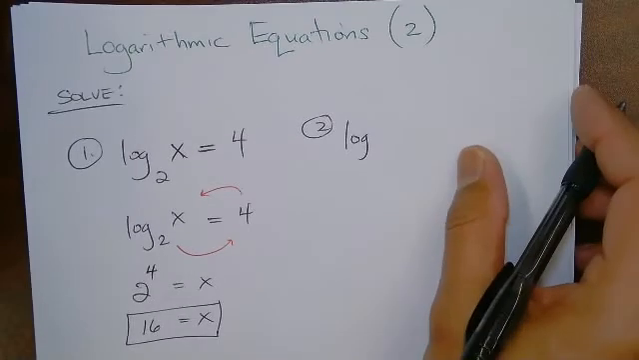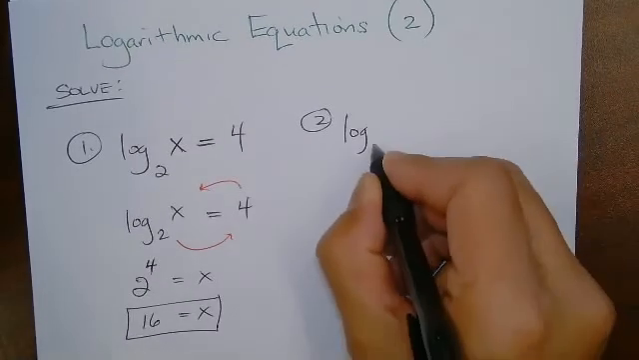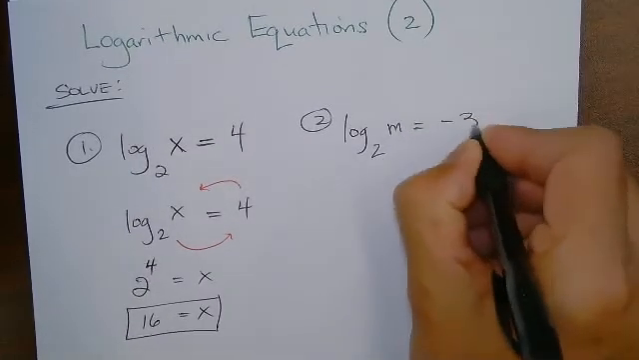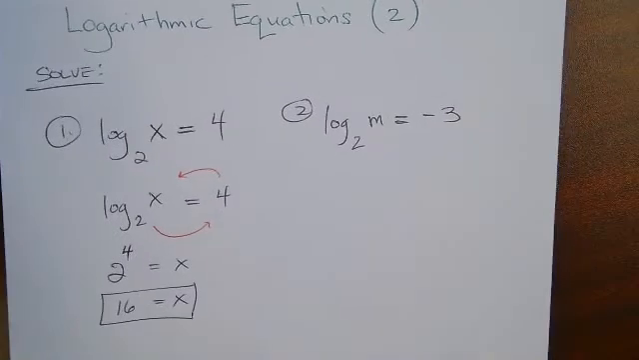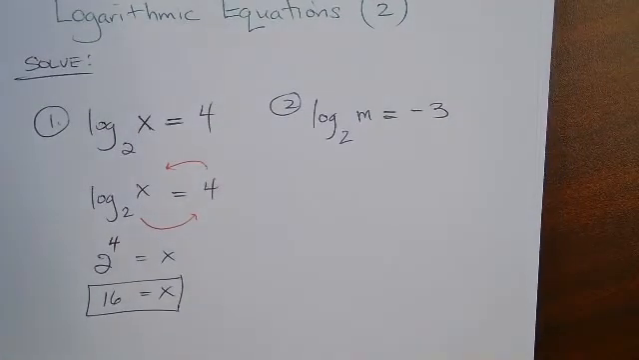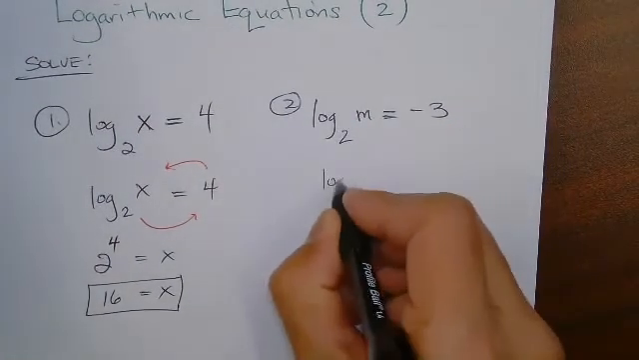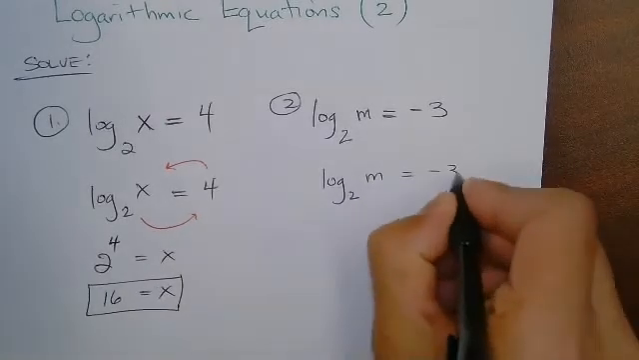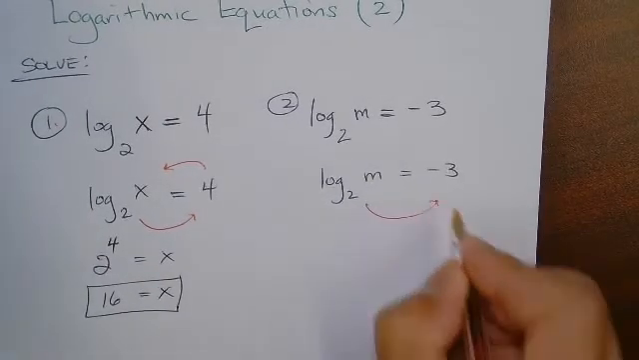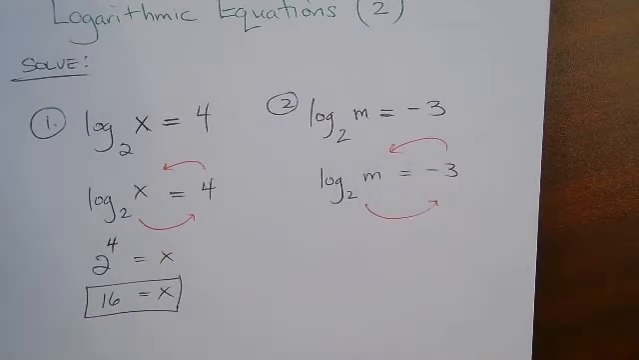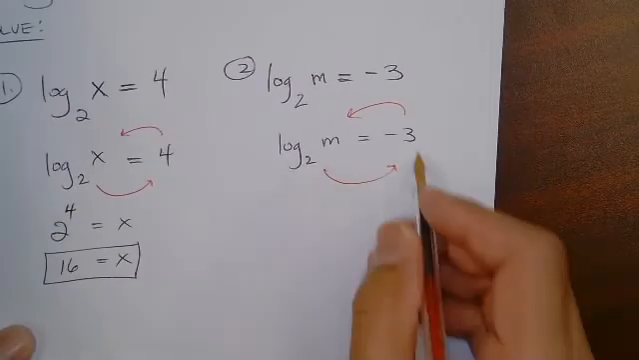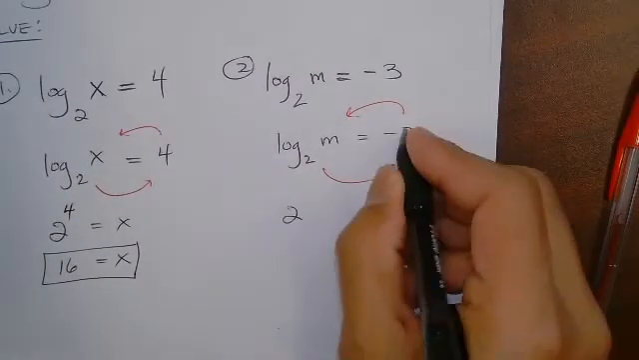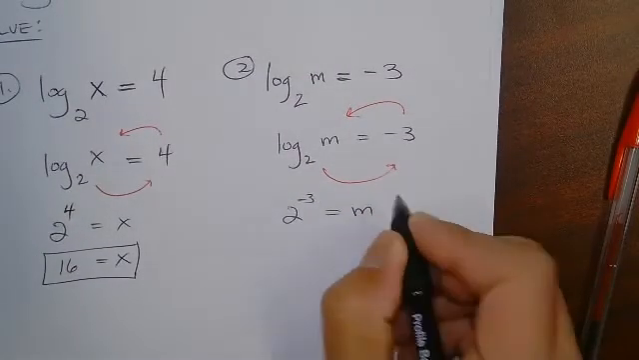What if you have something like log 2 m equals negative 3? What if it's a negative number? Can you handle that? Yeah, because we learned that also. Again, you're going to look at this counterclockwise. You have to have one logarithm on one side and a number on the other side. Remember, you don't want to work in logarithmic form. We change it to exponential form. This would be 2 to the power of negative 3 equals m.